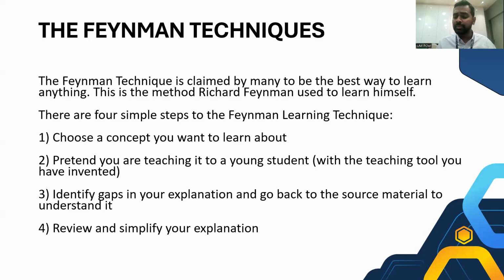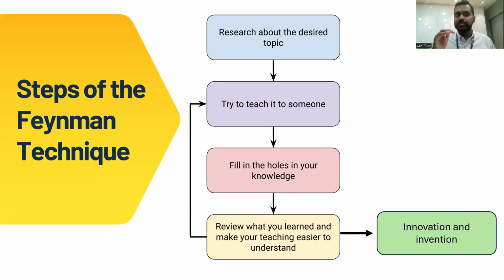And number four is to review and simplify your explanation. Make it very simple so that even a kid, when they see your video or your explanation, finds it easy to understand as well, right? These are the summary of the steps that I mentioned, and the last one is innovation and invention. We are emphasizing innovation and invention so that you can get more ideas on creating a tool or an experiment to show the concept clearly, right?